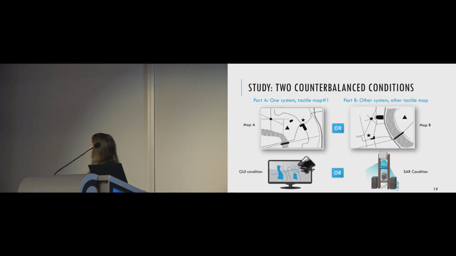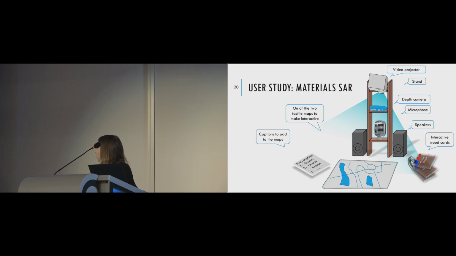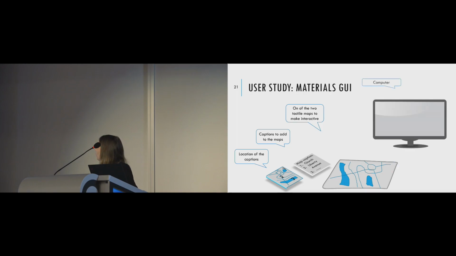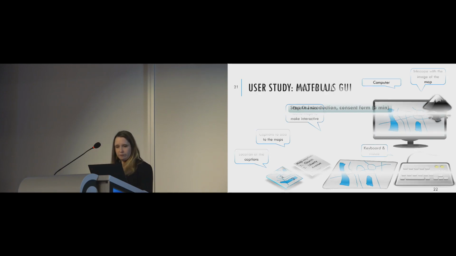So we have two counterbalanced conditions. One is the first map or the second map, which are controlled in terms of number of elements and type of element to annotate, between lines and shapes. And we have two technological conditions, GUI and SAR. For the SAR condition, the setup is the one I previously presented. We also give the participant a caption to be added to the map, and the location of the caption. And for the GUI, we have a computer with keyboard, mouse, and Inkscape open with the image of the background of the map to annotate.